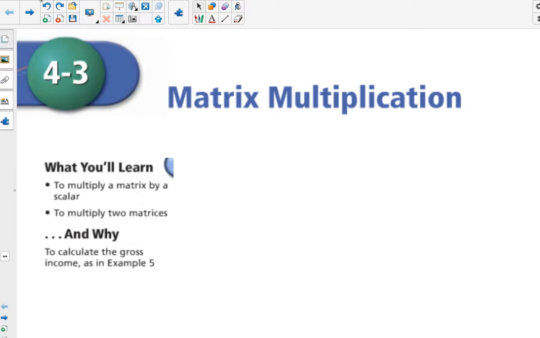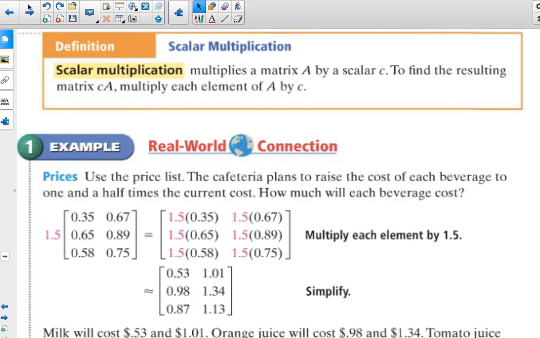All right, so looking at example 1, scalar multiplication multiplies a matrix A by a scalar C. To find the resulting matrix, multiply each element of A by C.